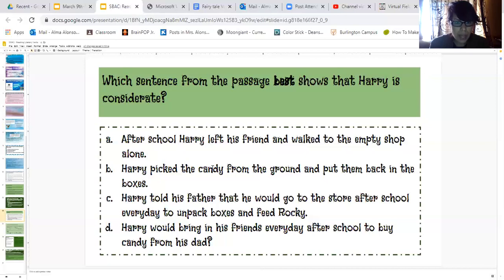You might have thought that maybe Harry picked letter B. Harry picked the candy from the ground and put them back in the boxes. That is considerate. I mean, if you see something on the floor, you want to pick it up, put it where it belongs. But is that the best answer to show that Harry is considerate? That's why you want to make sure that you're selecting the best, right? Because that's what it says there. So letter C was the correct one.